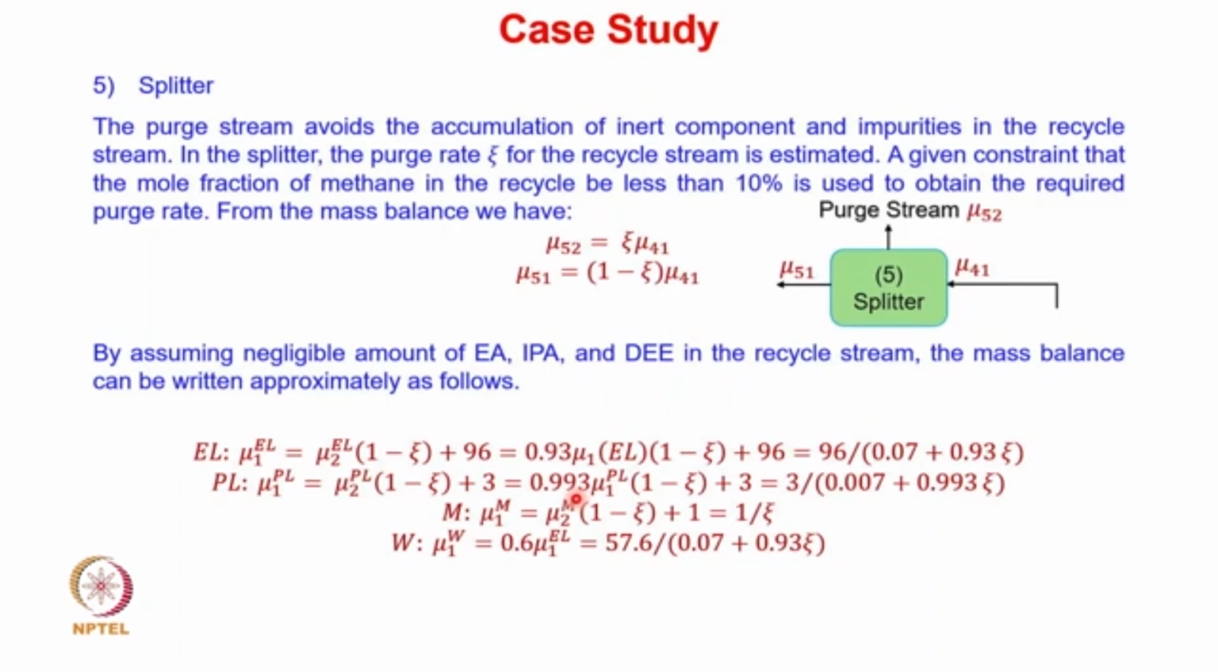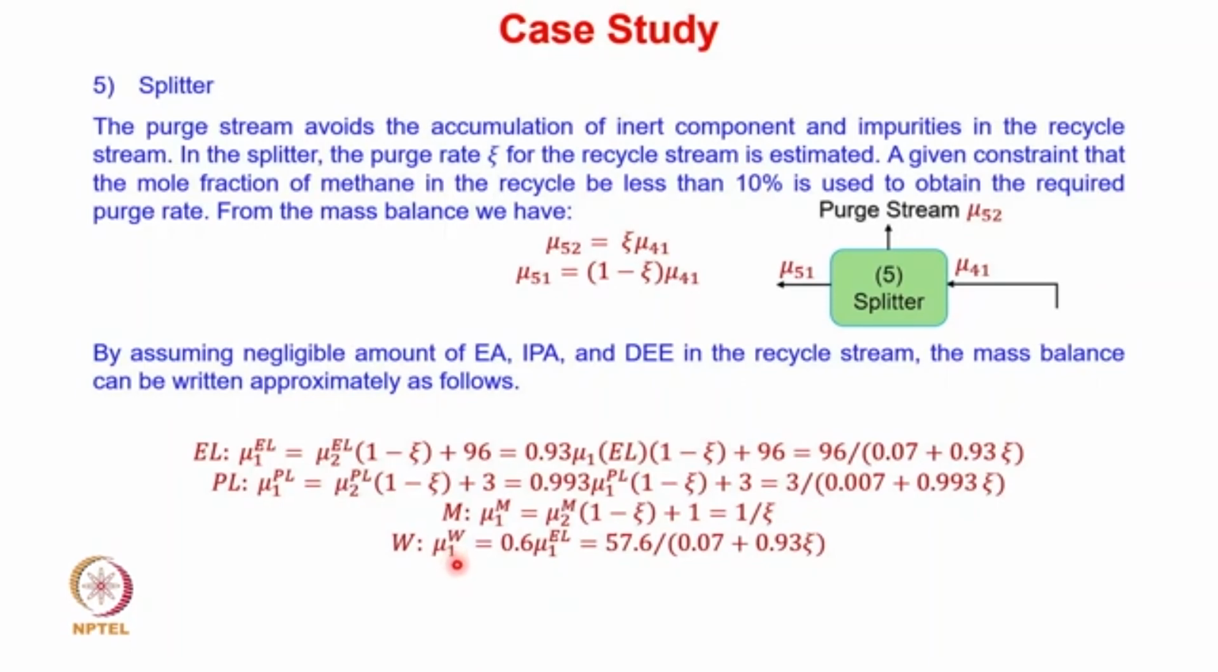So if you are assuming 0.7% conversion, that comes out to be 0.993 mu1 pl into 1 minus zeta plus 3. And if we rearrange, it becomes 3 divided by 0.007 plus 0.993 zeta. For methane, methane is 1% in the feed. Again mu2 m 1 minus zeta plus m, and that should be equals to 1 by zeta.